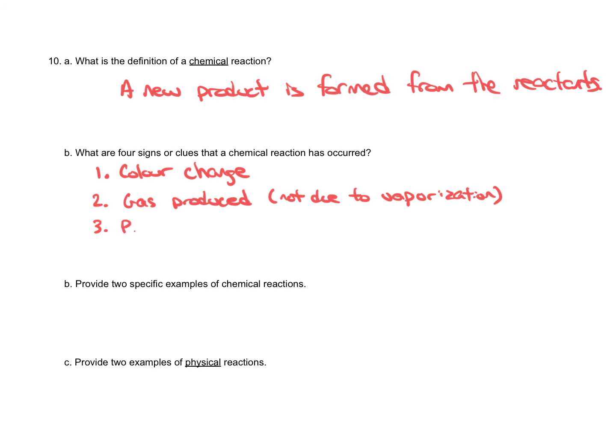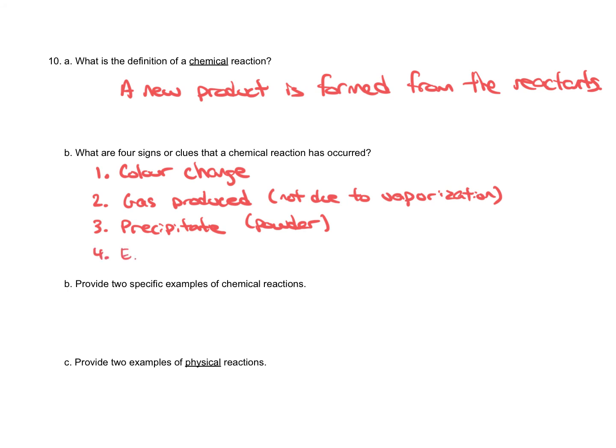A precipitate is a sign of a chemical reaction, and that is a powder. From when you mix 2 liquids together, there's no powder in the liquids to start, but then there's these powder solid particles afterwards. That's called a precipitate, and that's a sign that a chemical reaction took place.